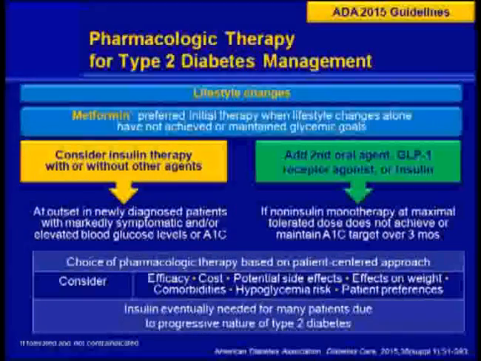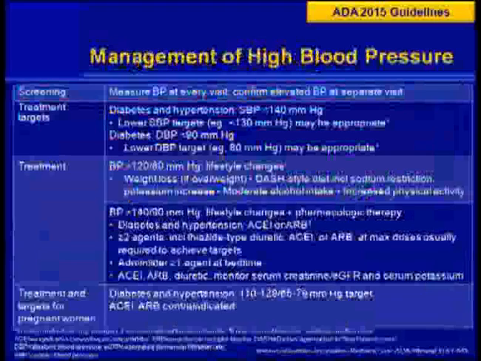Pharmacological therapy for type 2 diabetes management in hypertensive patients. As we know, lifestyle management is followed by metformin, and consider insulin therapy with or without other agents if levels are very high. Second- or third-line agents, or GLP-1 analogs, if levels are low.